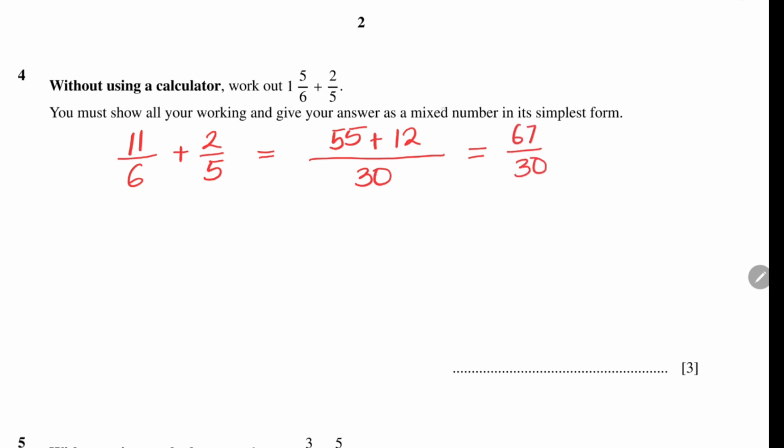Again, we have been asked to write our number as a mixed number in its simplest form. This is the simplest form, but we need to write it as a mixed number. How many 30s can go in 67? That is 2. Remaining what? 7 over 30. So we have 2 whole number, 7 over 30.